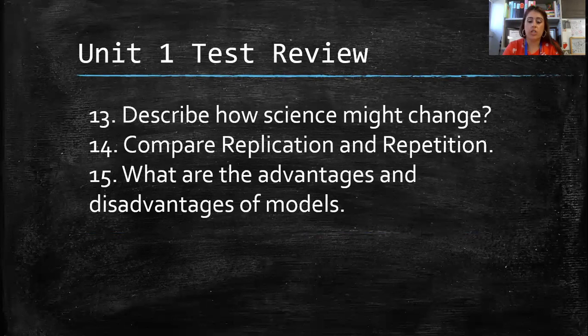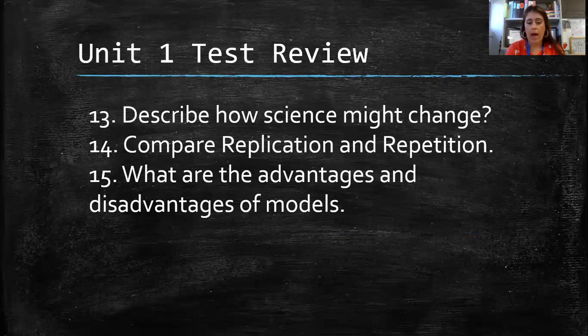Okay, replication and repetition. We went over this on page 18 in our notebooks. It's when we did the baking soda and vinegar lab. Replication is when someone else copies the experiment. Repetition is when you redo the experiment. Both of these lead to validation. Both of these validate your experiment in science. So once you do an experiment over and over and over again, that's repetition. But if someone else does it, it's replication.